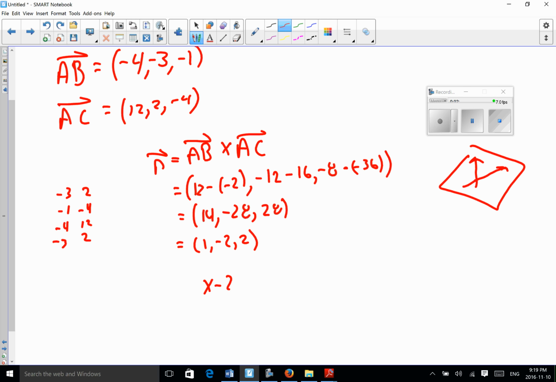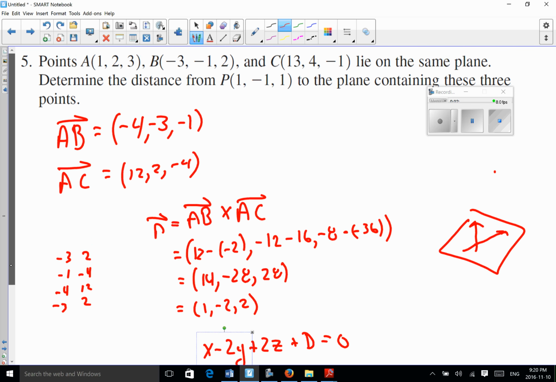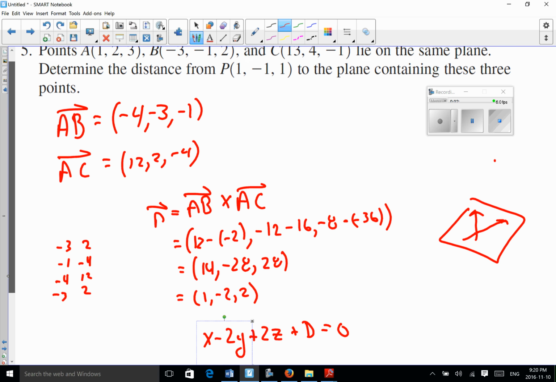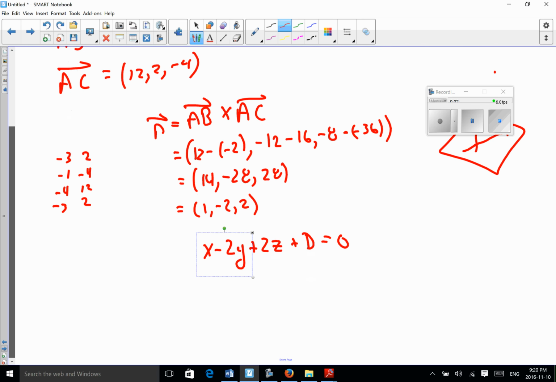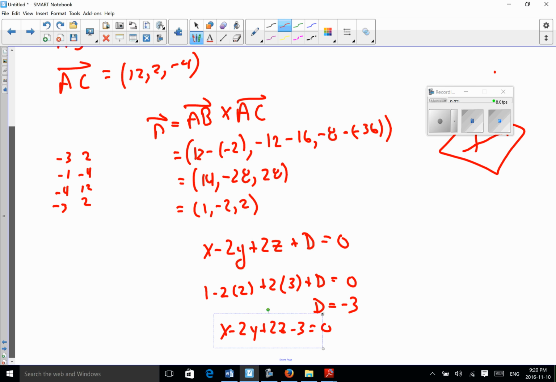So we get x minus 2y plus 2z plus d equals 0. I can use any of the points, A, B, or C, to figure out my value of d. I'm going to use A because it's the nicest numbers. So I'll get 1 minus 2 times 2 plus 2 times 3 plus d equals 0. So d equals -3. So I have myself a Cartesian, x minus 2y plus 2z minus 3 equals 0.